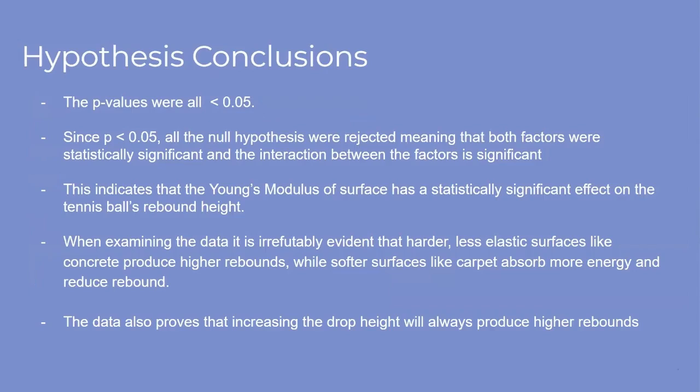As far as our hypotheses conclusions, all p-values were less than 0.05, which means that we rejected all our null hypotheses. That means everything was significant from each individual factor to their interactions. This indicates that the Young's modulus of the bounced surface has a significant effect as well as the initial energy. It is irrefutably evident that harder and less plastic surfaces produce higher rebounds, even at forces significantly lower than that which would deform them, which is usually what Young's modulus is measuring.